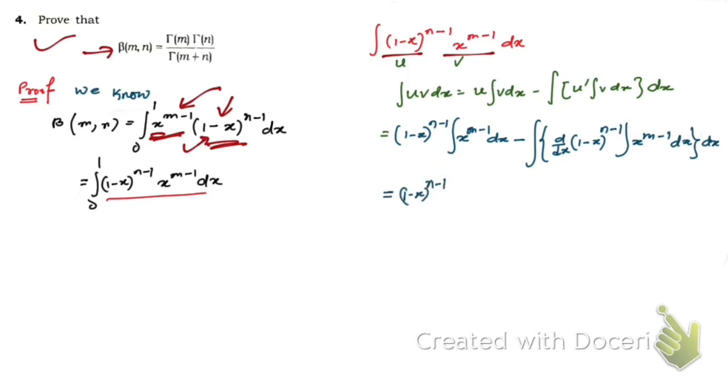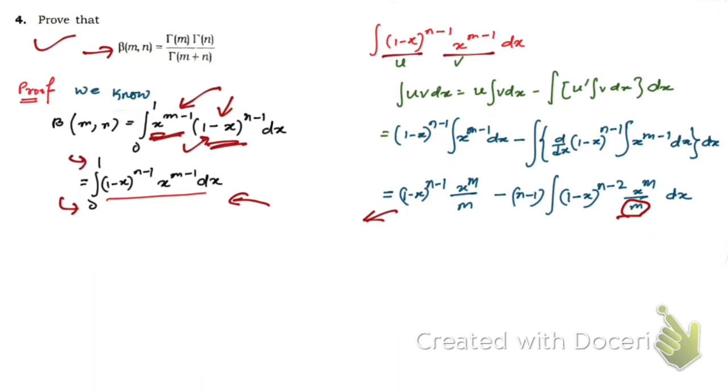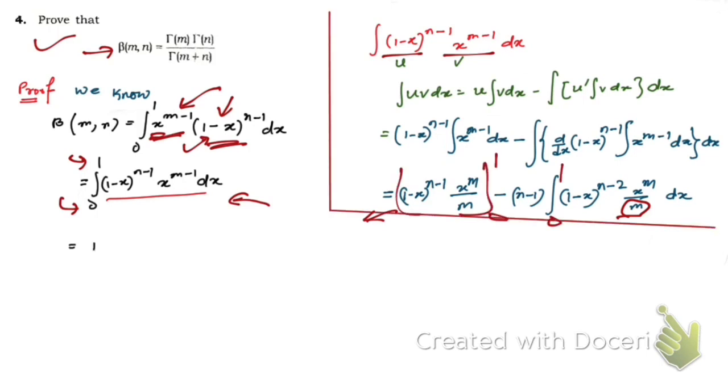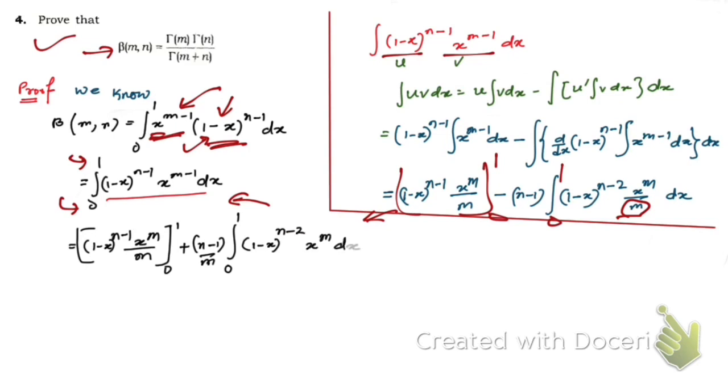Hope you know integration and differentiation well, right? So after integration, once we have got this, this m can be written here. Now let us use this result here. We are integrating from 0 to 1, so we have to put the limits 0 to 1. This is the result we have got. Right, you see the pattern here.